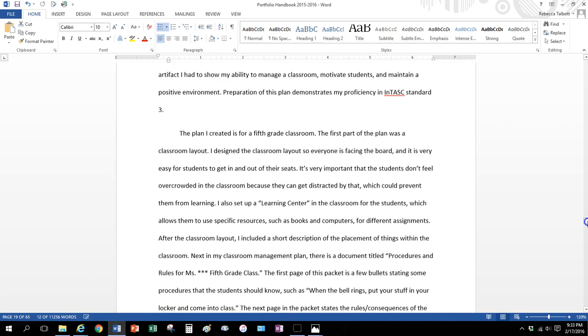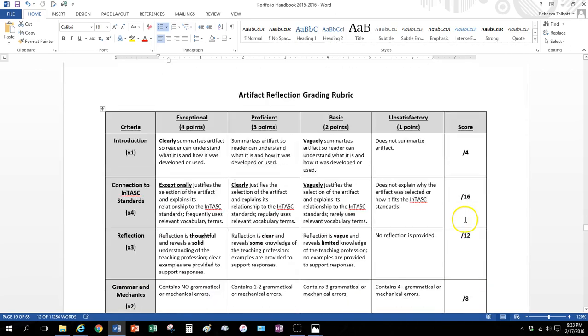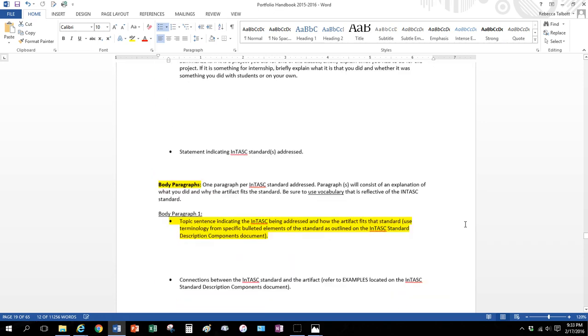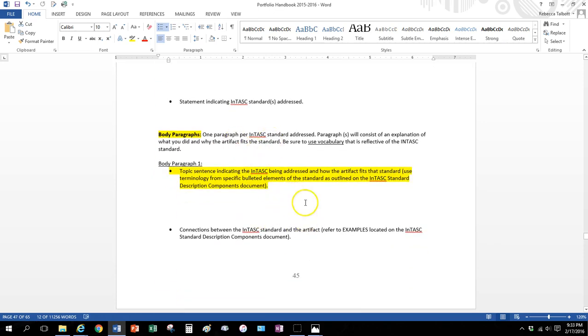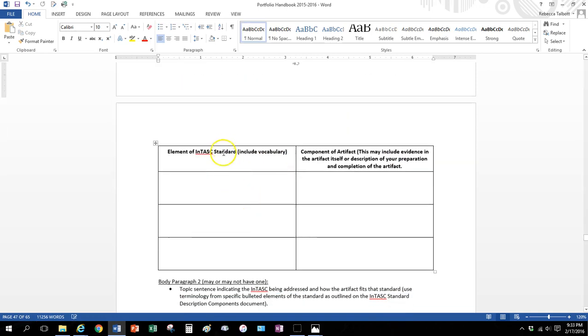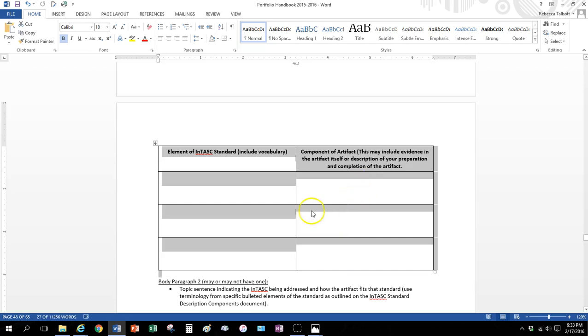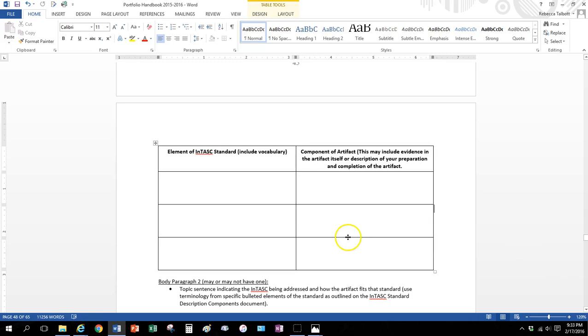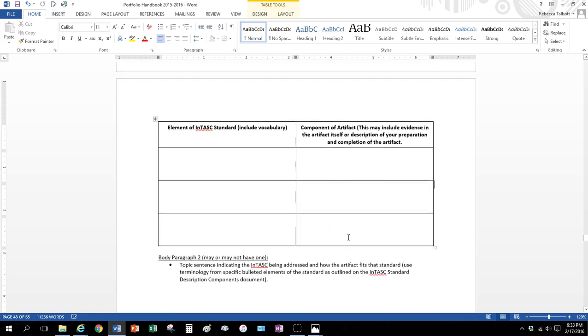So I'm going to go back to page 45 with the organizer. You just indicate that. And then this bullet point here actually goes with this table. So you want to look for the different elements of that in-task standard from the earlier pages, and you would include them in this space here. And then you want to look back at your specific artifact and see what happens to meet that particular standard. So that's your body paragraphs.